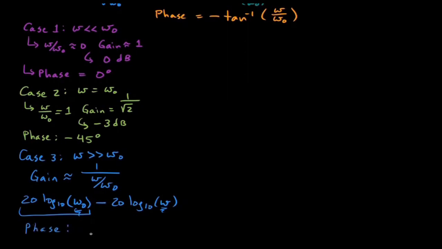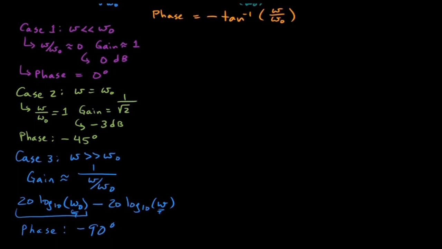All right, and for the phase, well, there we're going to end up using the same argument as before. As omega over omega naught goes toward infinity, then the arctangent is going to be 90 degrees, but we have this negative out in front, so that means our phase is going to go to negative 90 degrees. All right, so now we're going to plot these. So first we're going to look at our magnitude plot.